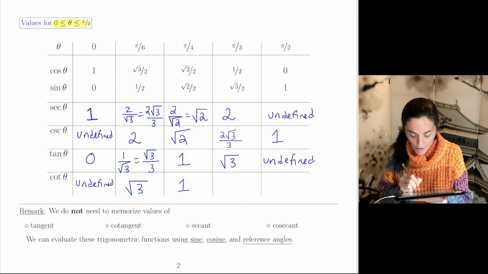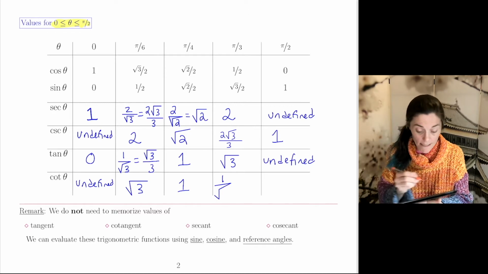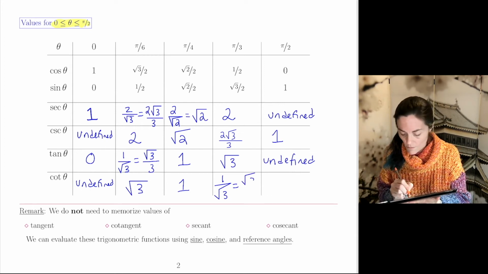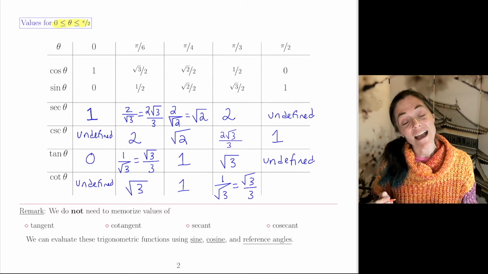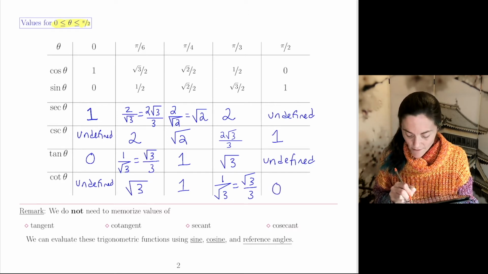Then here you notice we have 1 over square root 3, which just as we did for, say, the tangent of pi over 6, you could write as the square root 3 over 3. Finally, for the cotangent of pi over 2, we have 0 divided by 1, which is 0.